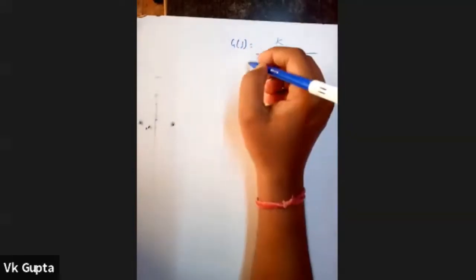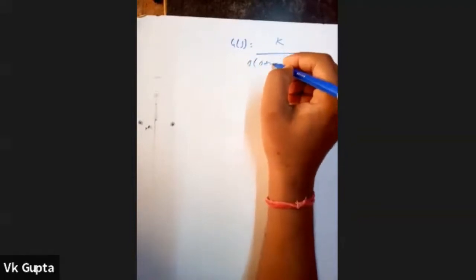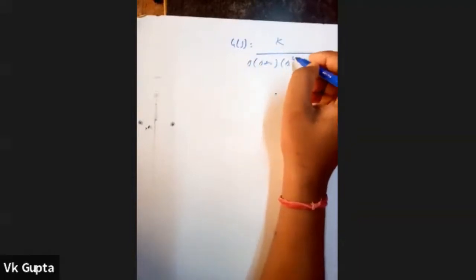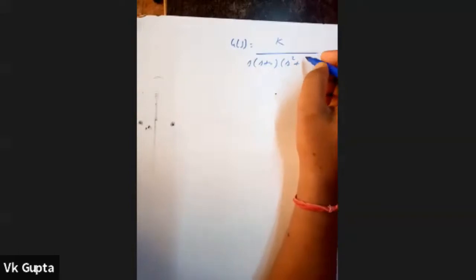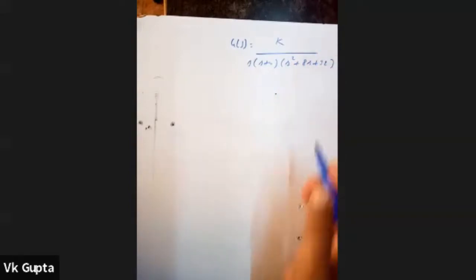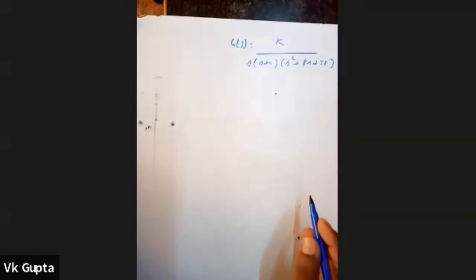Fetch the root locus for the system K divided by S plus 4, S square plus 8S plus 32, and find the value of K.